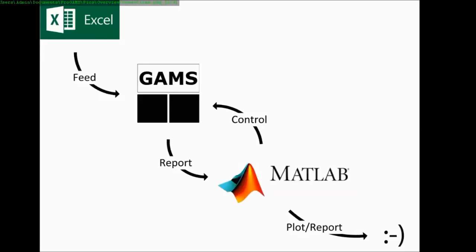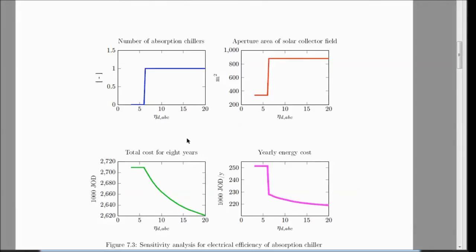As an example, I did that in my thesis. The efficiency of an absorption chiller went up in steps of probably 0.5 in all these charts. And we can see here that the optimal number of absorption chillers switches from 0 to 1 at an efficiency of about 6 in this example. So we can find the turning point by running many optimizations.